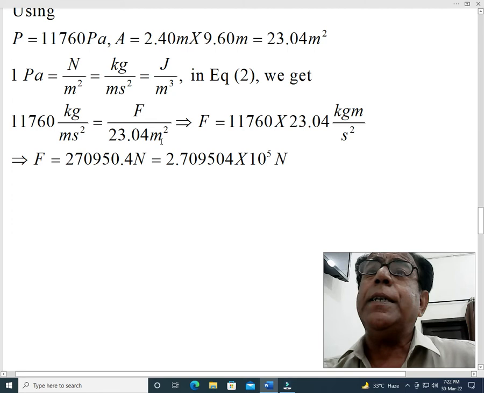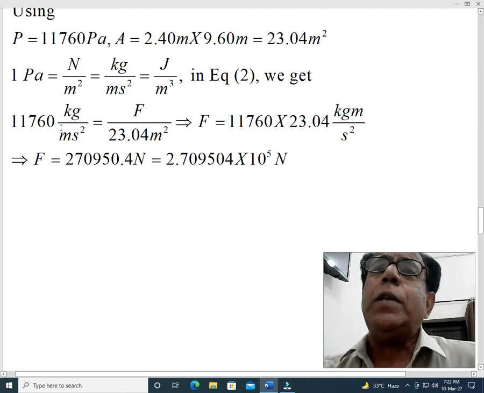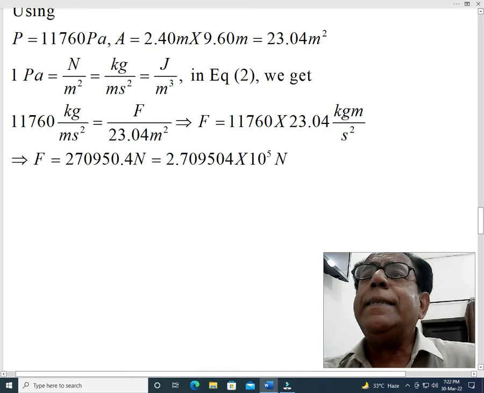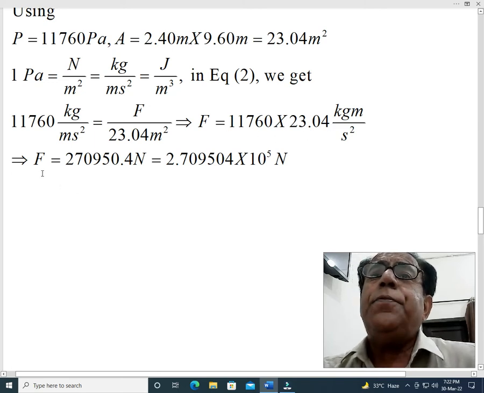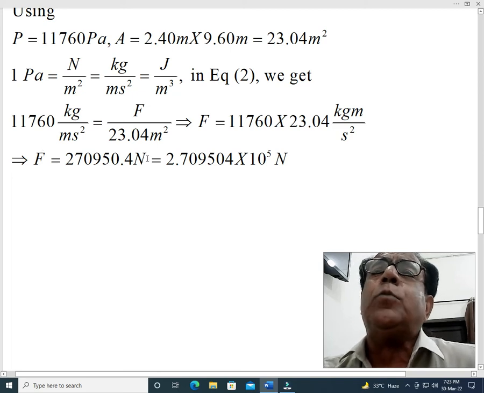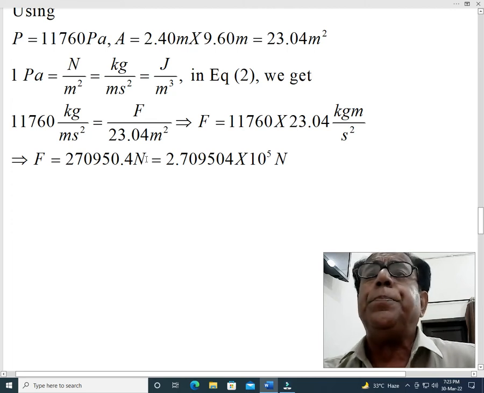Yes, friends, because here m square will be in the numerator on the left-hand side, and 1 m will be cancelled with 1 m. So 1 m into kilogram over second square will be left, and this is equal to Newton. So by simplifying these two quantities, force F has become equal to 270,950.4 Newton. Our answer is quite complete to this extent, that force F is equal to 270,950.4 Newton.